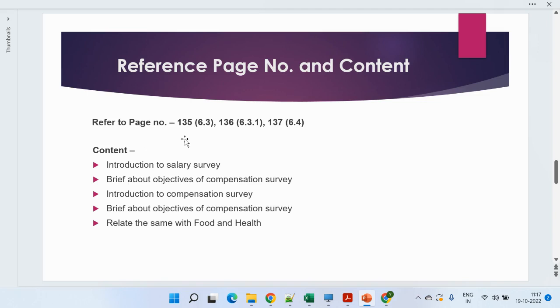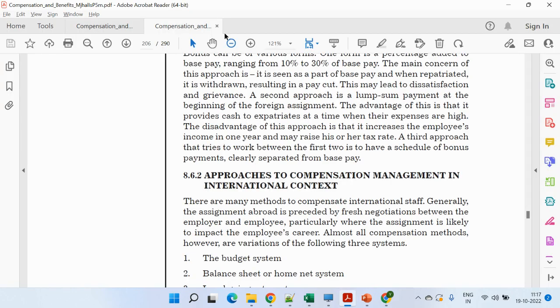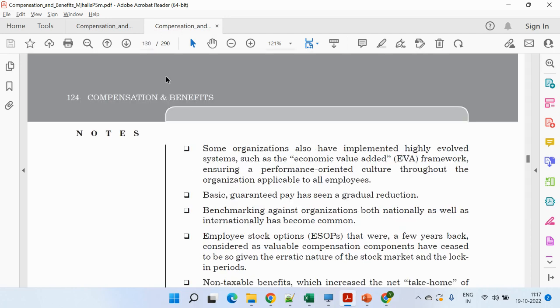Right. So, what page numbers to refer? 135, 136, 137. What content to be written? Introduction to salary survey. Brief about the objectives of the survey. It's not compensation, it's salary survey. Introduction to compensation survey. Brief about the objectives of salary survey and compensation survey, and relate the same with respect to Food and Health Private Limited. So, going to page number 135.